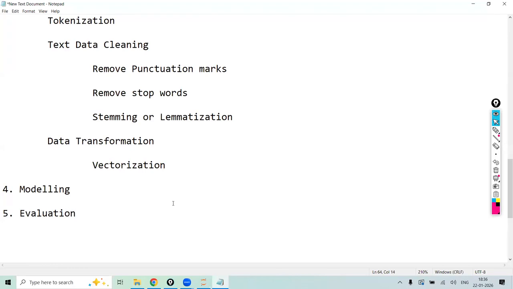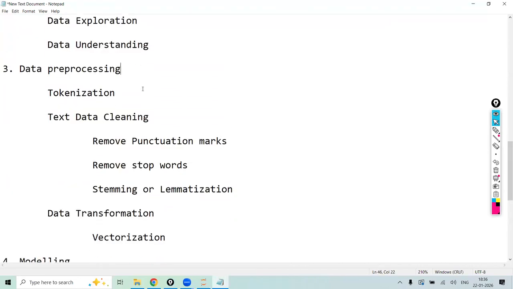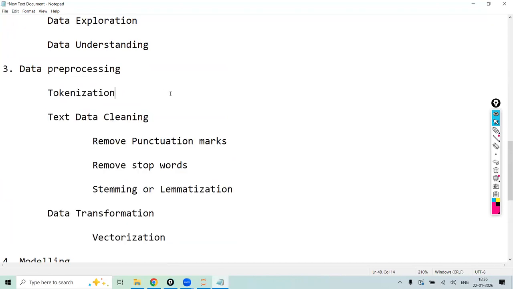Same. So what are we going to do now? This is going to change. The data pre-processing is going to change. So we are going to focus on this one in today's class. I'll explain each and every step clearly: what is meant by tokenization and what is data cleaning and everything, with a small example.